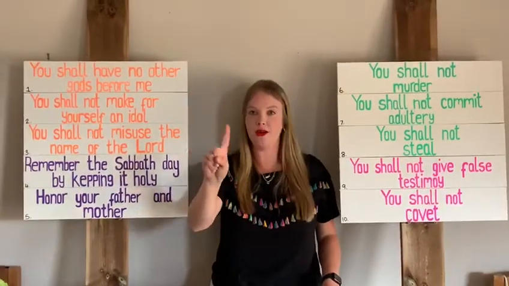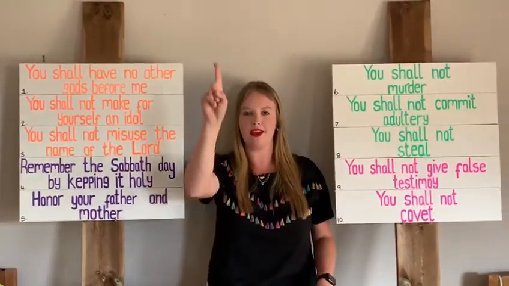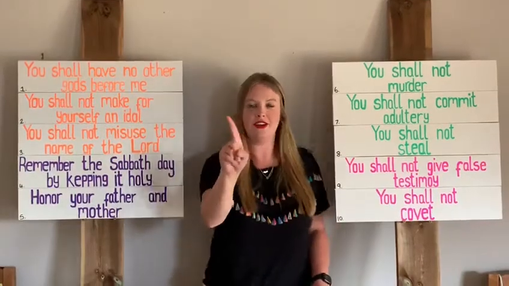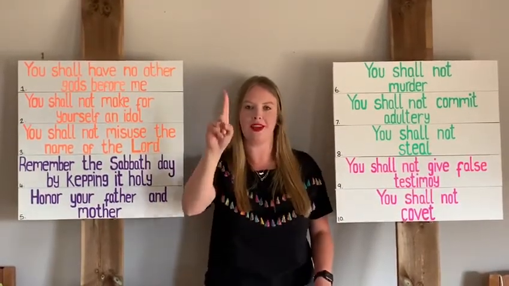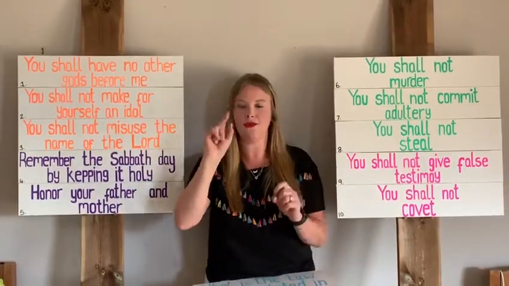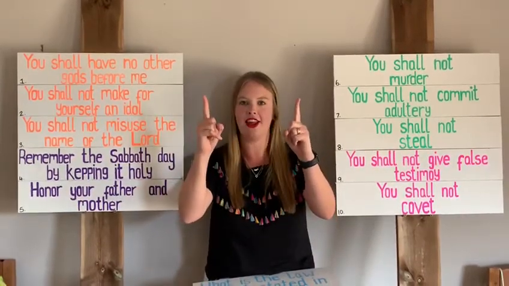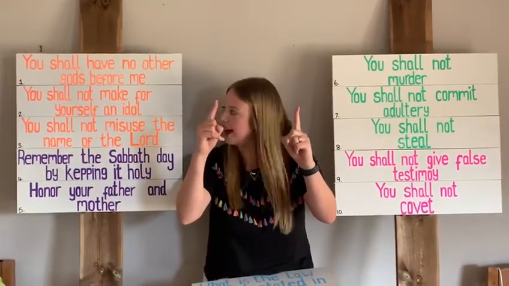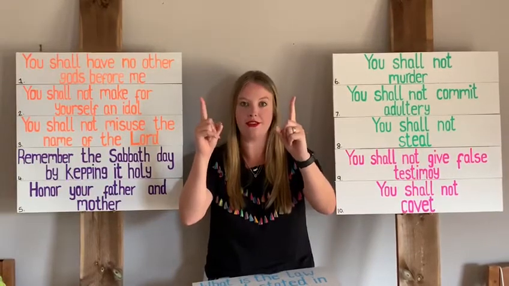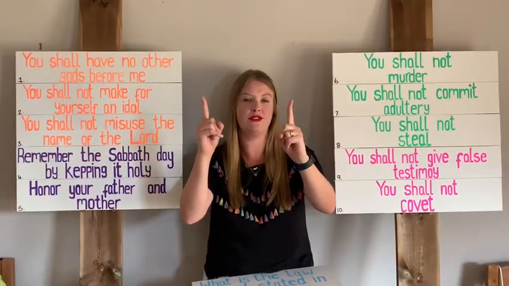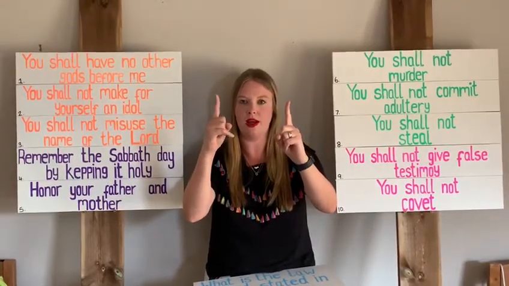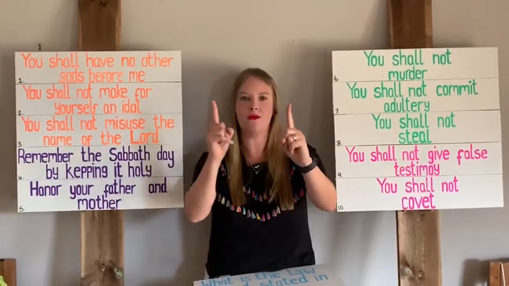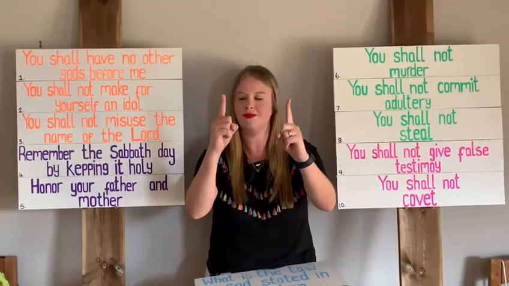You shall have no other gods before me. Number 1, you shall have no other gods before me. Number 2, you shall not make yourself an idol. So, idols are things that we might bow down to that aren't God. So we're going to bow down. You shall not make for yourself an idol.